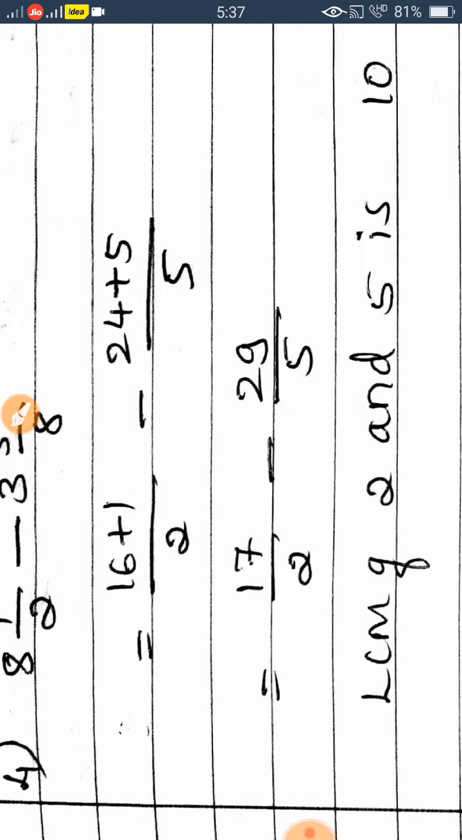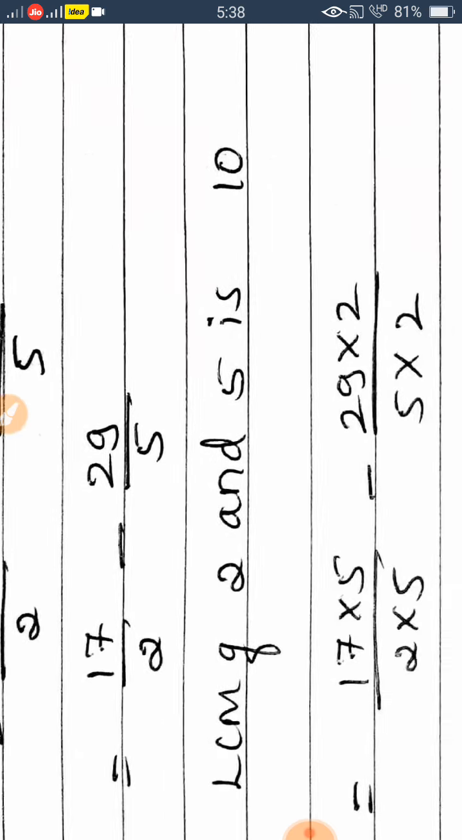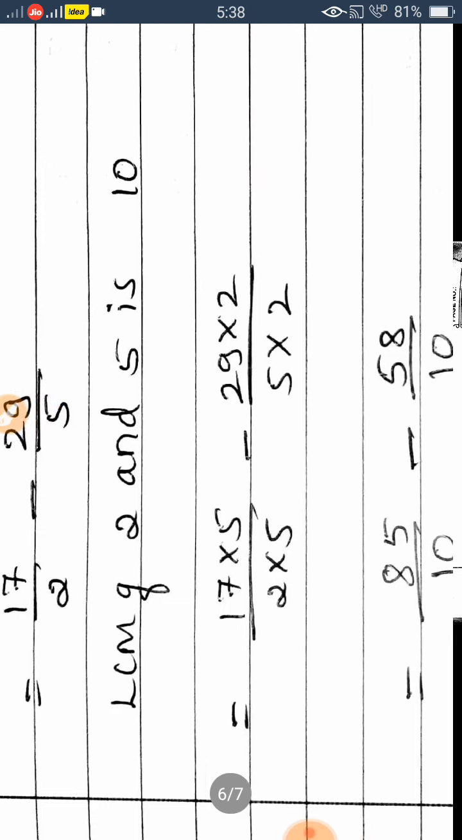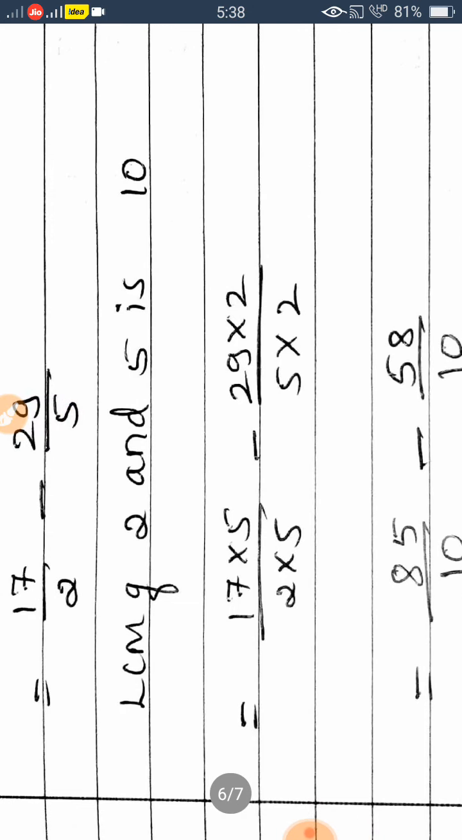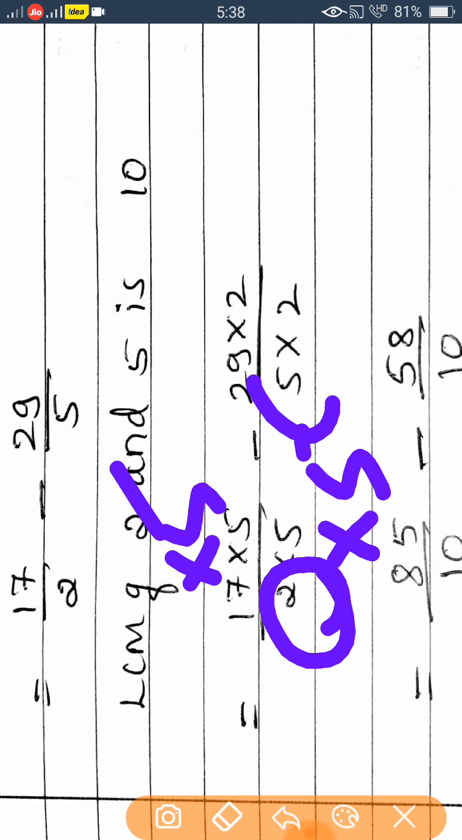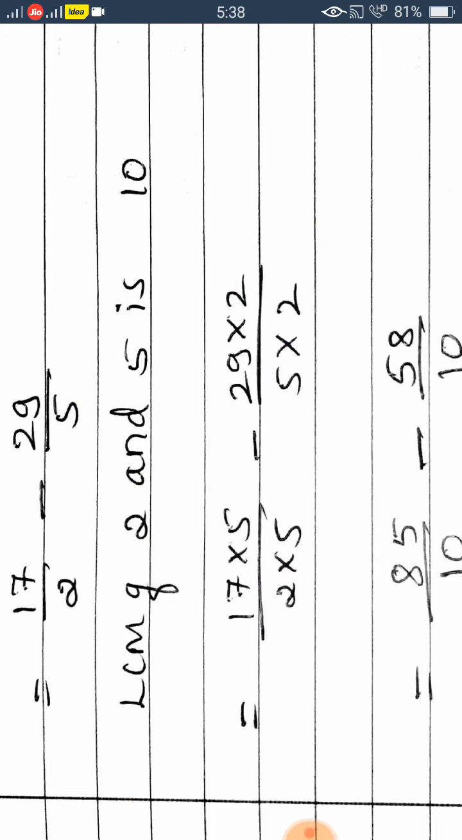Then see the question now. The denominators are 2 and 8. These are not the same denominators, so make them the same by taking the LCM of the denominators. 2 and 8 is 8, so make it 8. Here 17 by 2 is there. If you take 2, by multiplying by 4 it becomes 8, so multiply the numerator also by 4.